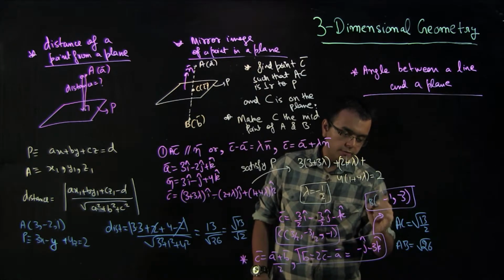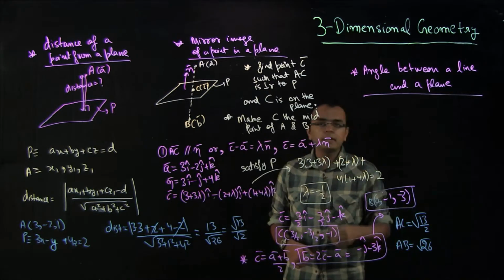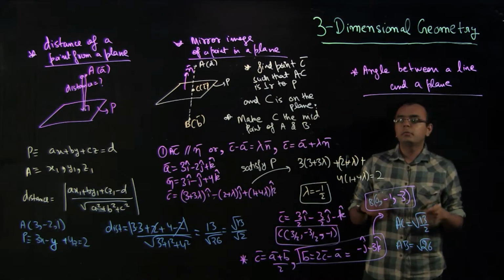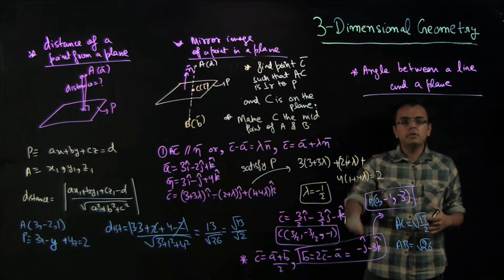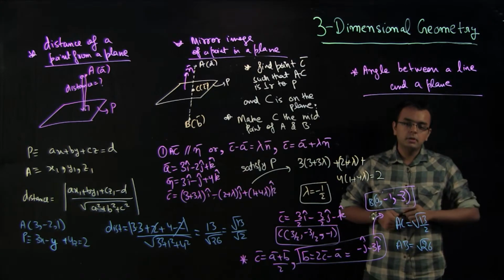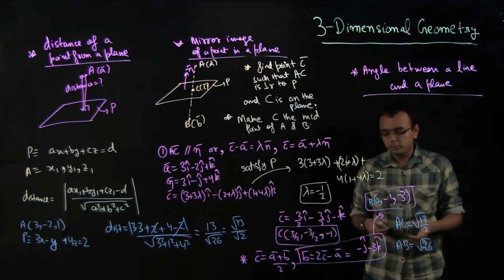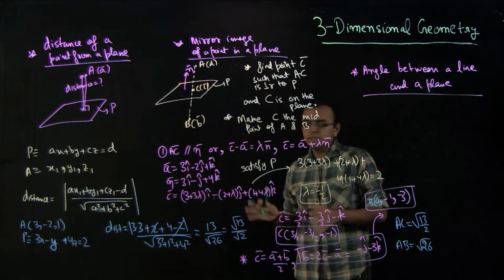But that is the beauty of this whole thing, that you can directly use the formula, and if you just have to find perpendicular distance, that's fine. But when you do mirror image, you actually also end up finding the same answer if you do the calculation. So I hope this made sense.